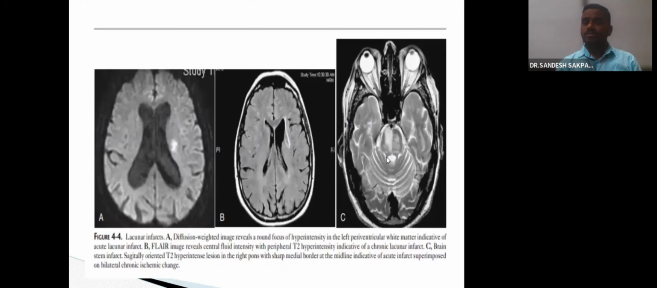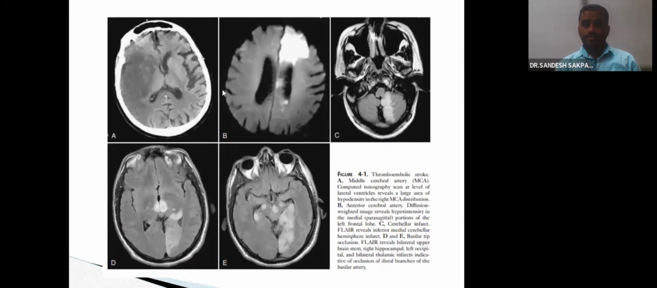Then when we come to the third image, we can see this is the pons, this is the cerebral aqueduct, and the cerebellum. In front of the pons, our right side is always the left side of the brain, and the left side will be the right side. On the right side, you can see the hyperintense area in the pons, which again shows ischemic changes in the pons.